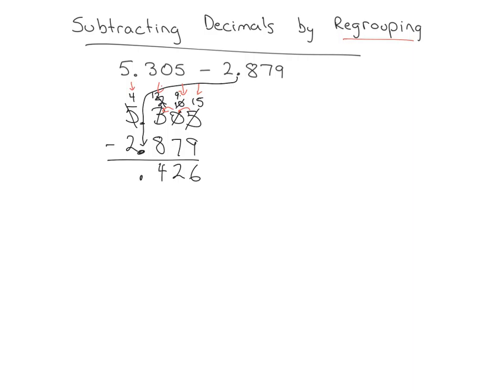The decimal stays right in the same line that it was in before, and I do my ones. 4 minus 2 leaves me with 2. So the answer here is 2 and 426 thousandths.